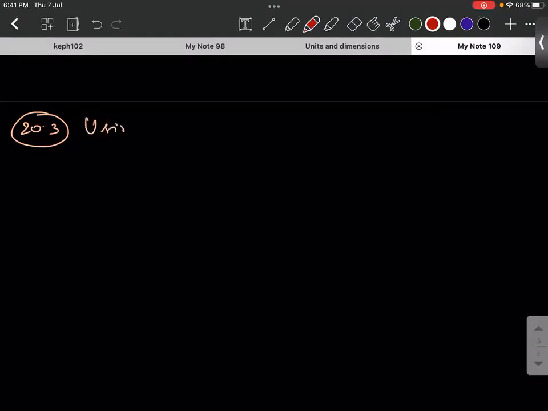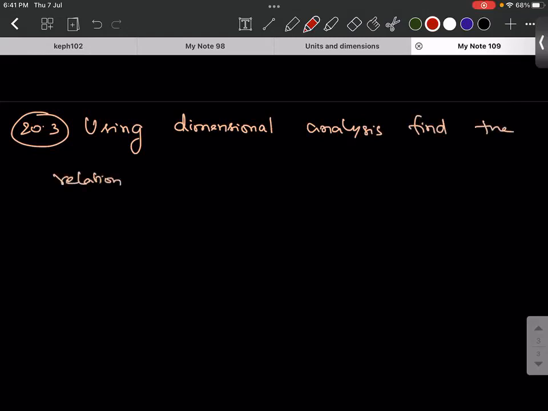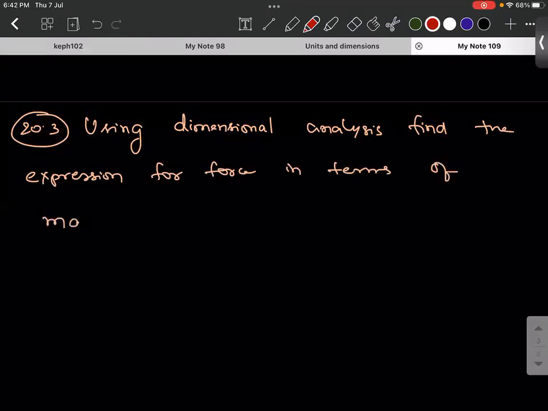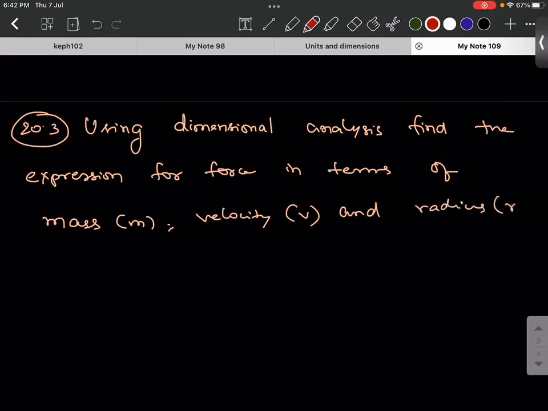Using dimensional analysis, find the relation between force and mass. Find the expression for force in terms of mass m, velocity v, and radius r.